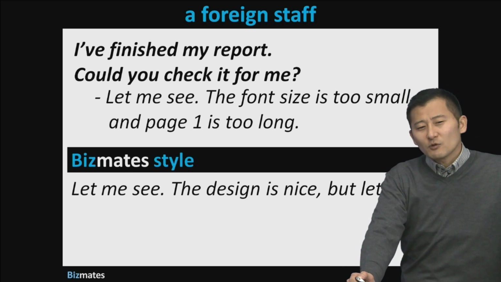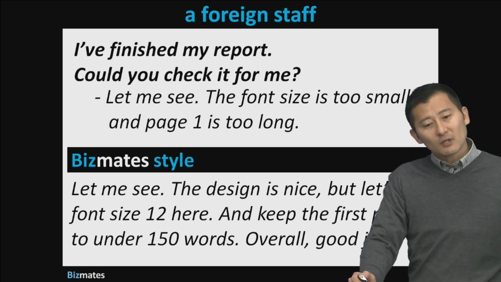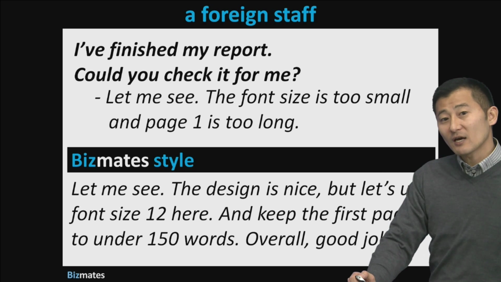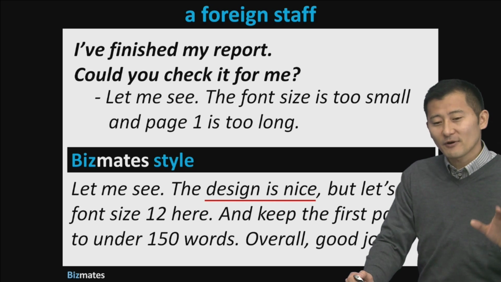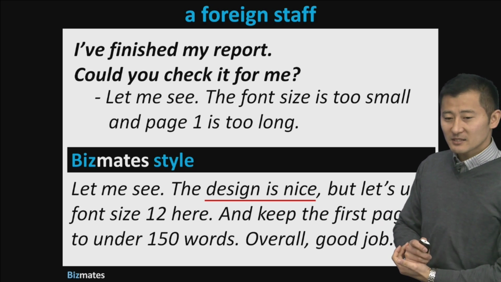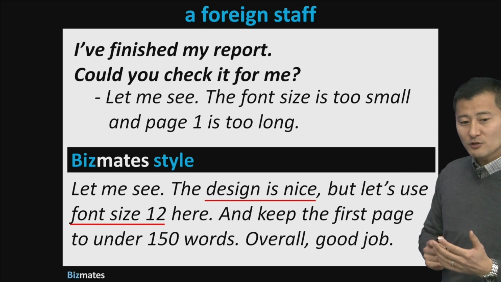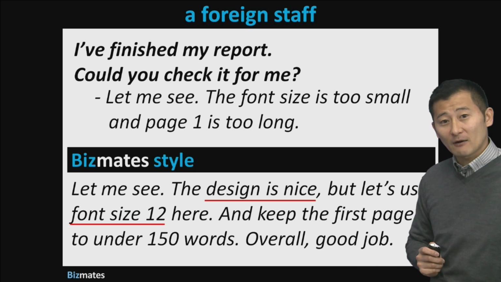But there's a good way to do this, a better way. And the Bizmate style is to say, "Well, let me see." Start with a good point, something positive. "Well, the design is very nice, or the design is nice. But let's use font size 12 here." So give specific feedback or advice.